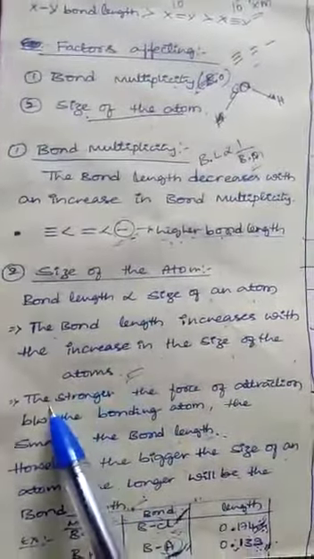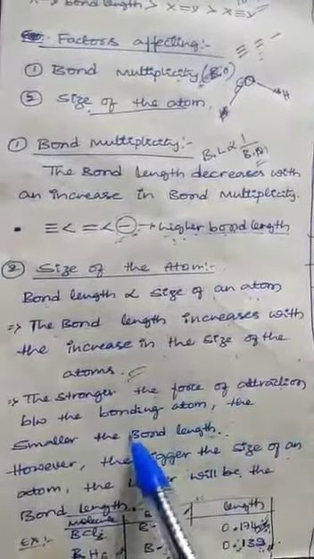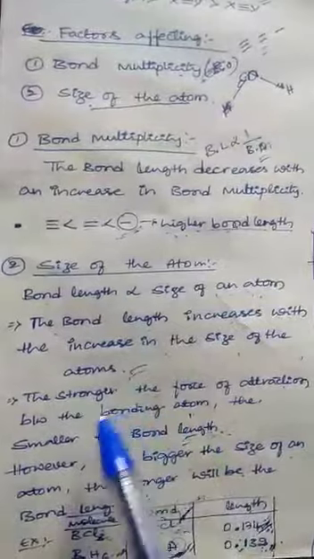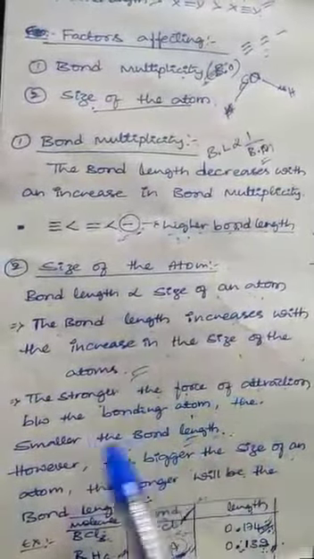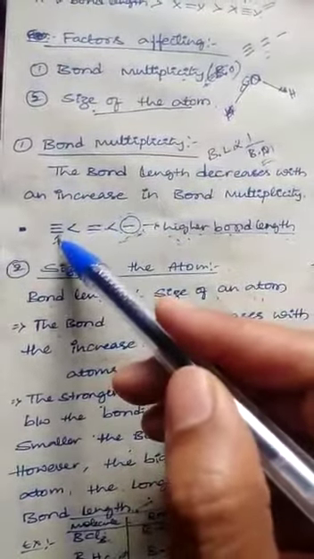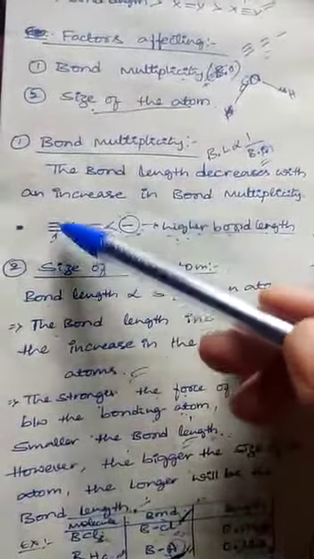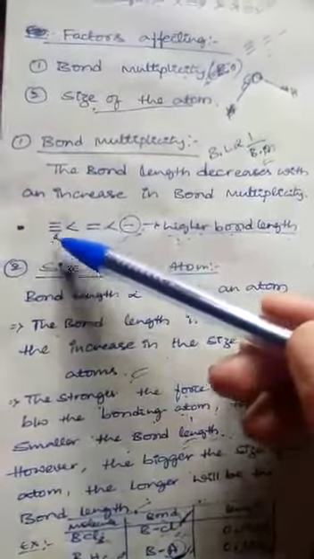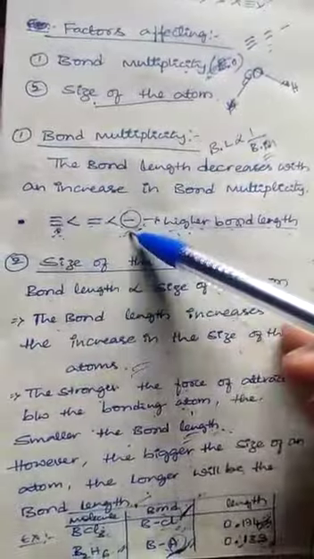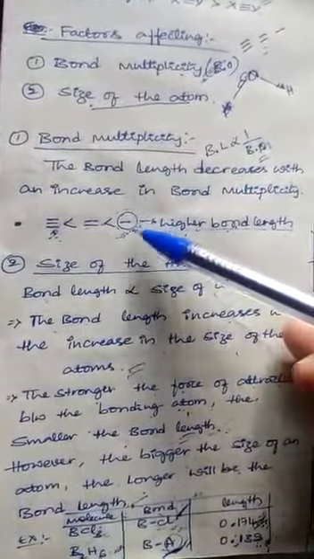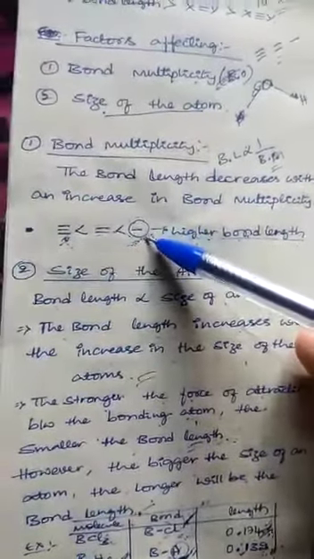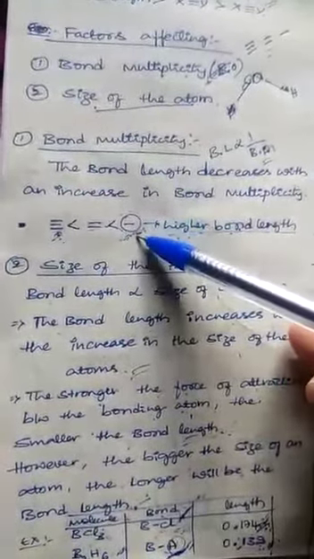Next point is, the stronger the force of attraction between the bonding atoms, the smaller the bond length. Here in the case of a triple bond, there is the strongest force of attraction between the bonding atoms. So in this case the bond length is smaller. But in the case of a single bond, there is the weakest force of attraction between the single bonded atoms. So it has the highest bond length.